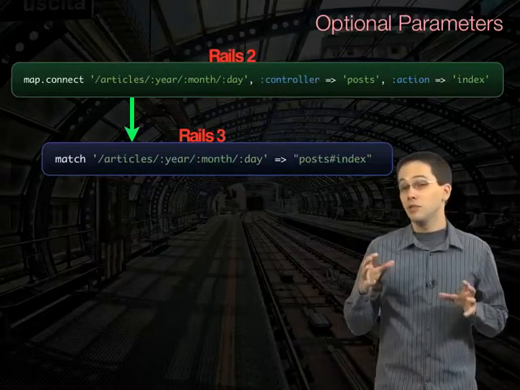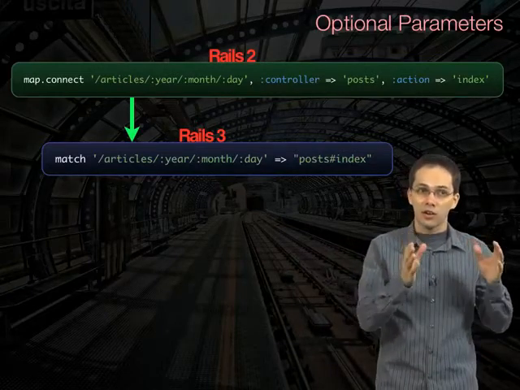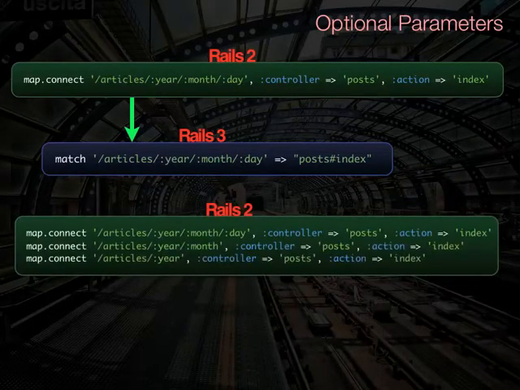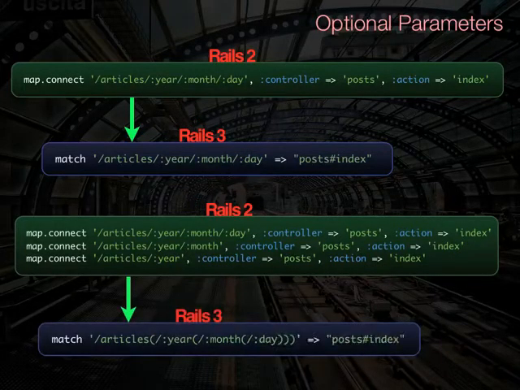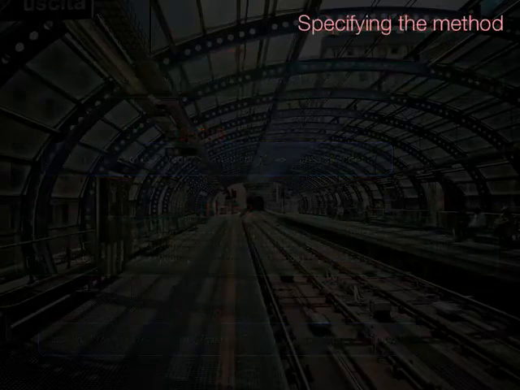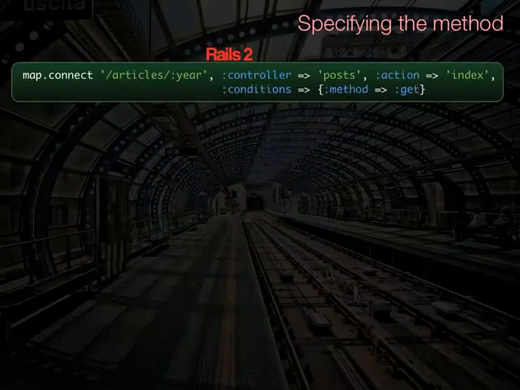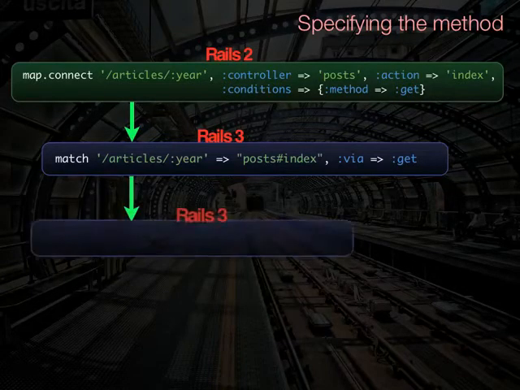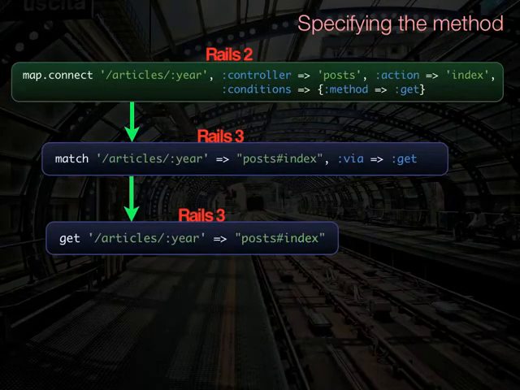But what if we wanted the user to optionally be able to specify articles year, or articles year month, or articles year day? In Rails 2, we'd have to specify that in 3 different routes. Whereas with Rails 3, we can use optional parameters, put the parentheses in the right place, and this way we can have each of those different routing options. In Rails 2, if we want to specify what method a route should use, we can simply do conditions method get. In Rails 3, we have 2 different options to do this. We can do via get. We can also do get articles year post index.